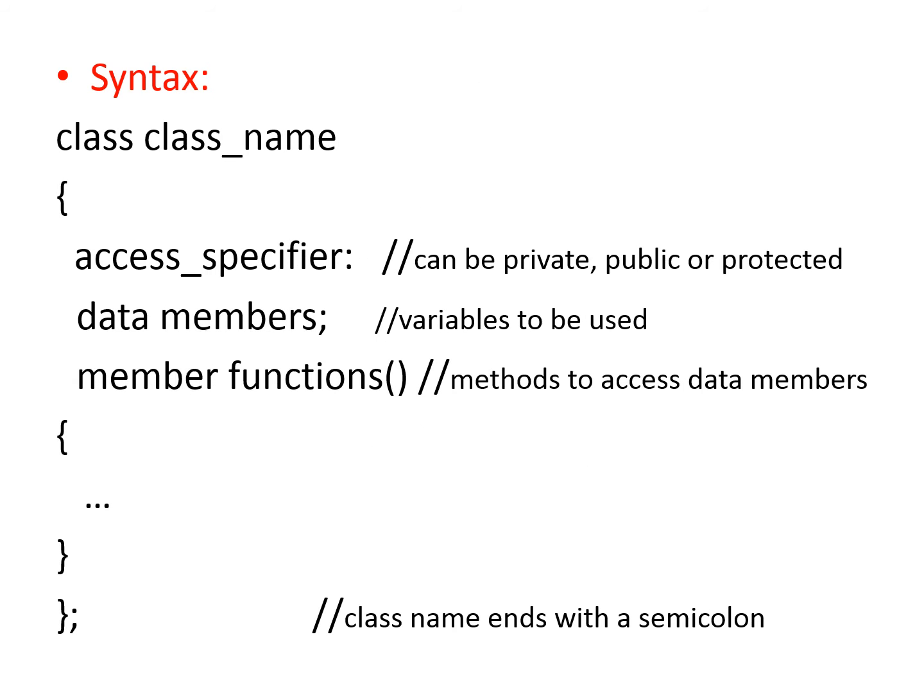Here is the syntax of a class: the keyword class and then the name of the class. Then open the bracket and then the access specifier, private, public or protected, whichever you wish, and then write the data members, write the member functions, define the member functions. If there are any more member functions, go on like that, and at the end close the class with a closing bracket and then a semicolon.